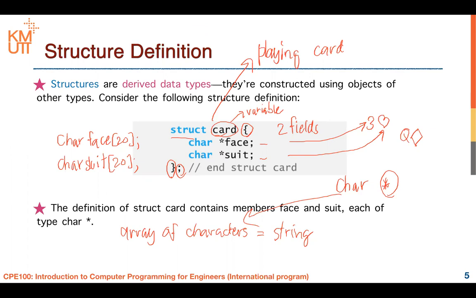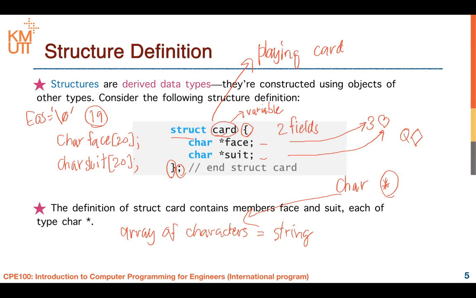Who can answer this question? How many maximum number of characters in this field, face and suit? The answer is 19. The maximum number of characters that can be used in this, I'm talking about the possible characters in this field, right? Because we have to reserve the last character. What is the last character? The ending character, end of string character, that is backslash zero. This is the end of string, right?